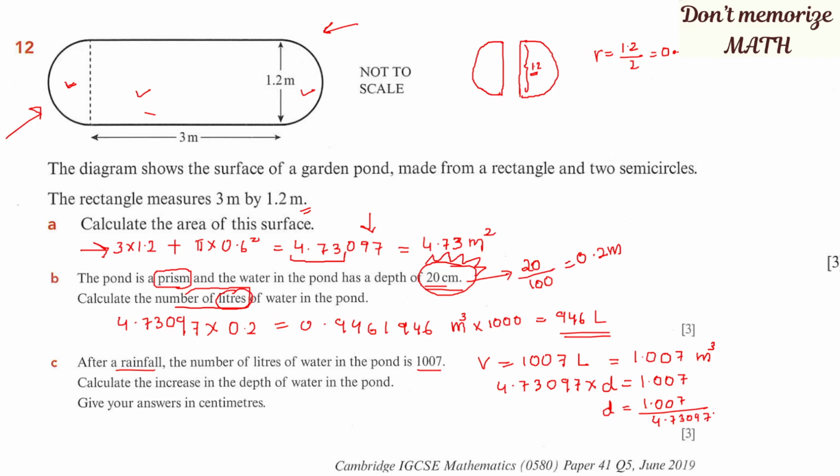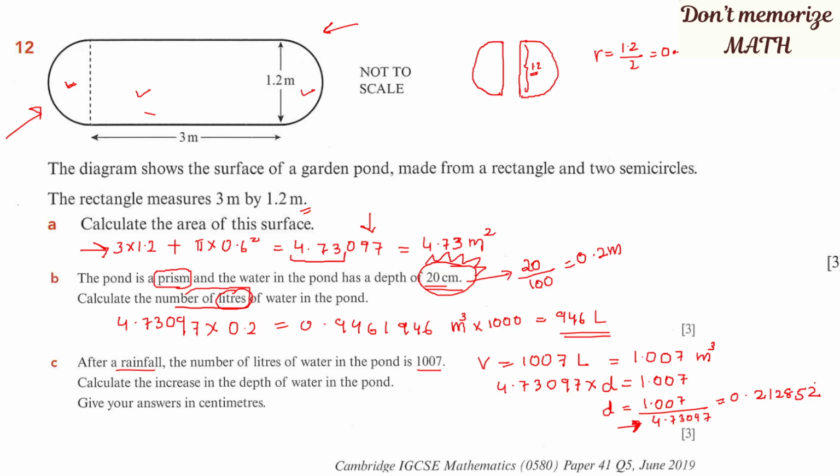4.730. Don't take this here as a 3SF answer. Only the final answer should be written in 3SF. If you are using any other answers, at least you have to write 4 or 5 digits like this, otherwise the value will change. A slight change will be there. 73097. So you will get 0.212852, like this.